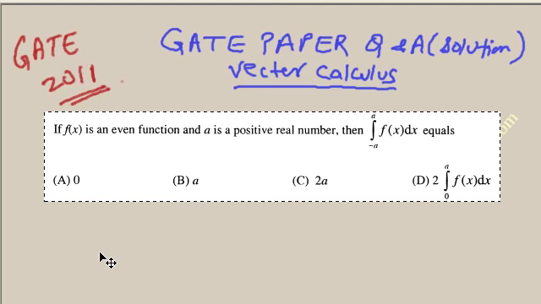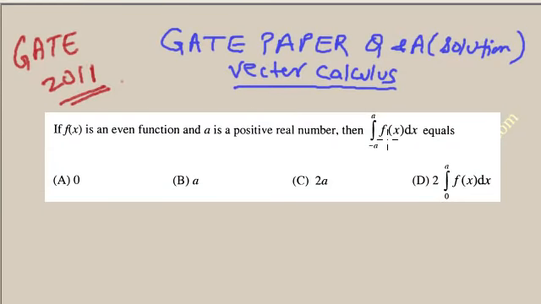This is another question. If f(x) is an even function and a is a positive real number, then this is how much? So here you see f(x) is positive and dx is positive throughout the range, so this value is always positive, so you are required to take double of this function. So this is the correct answer.